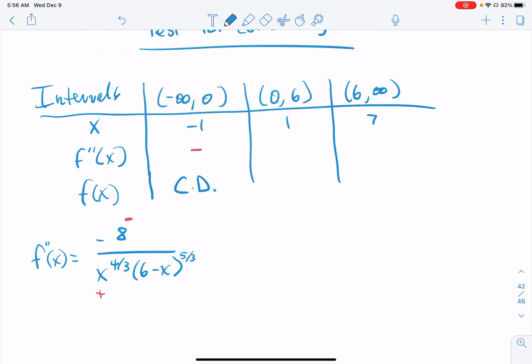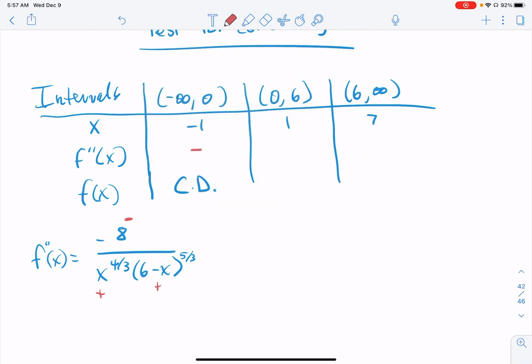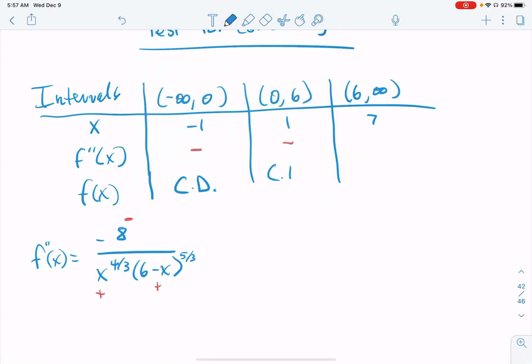All right, if I put in a 1, that's 5 here. It's still going to be a positive number. Negative divided by positive is negative. It's still concave down, which means that there's nothing here. So there's no POI, point of inflection.